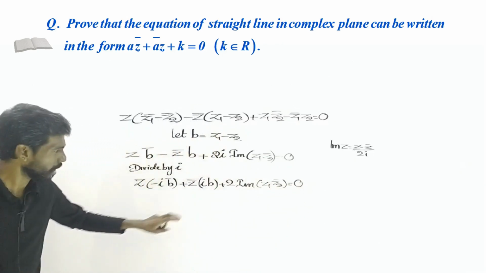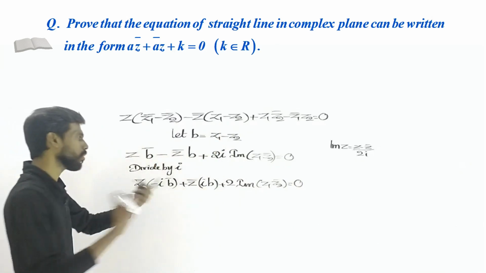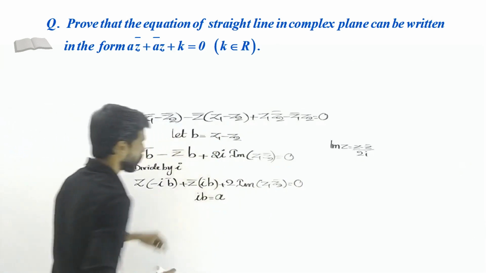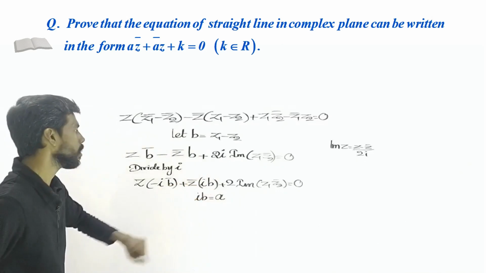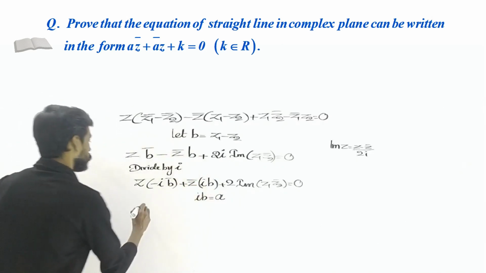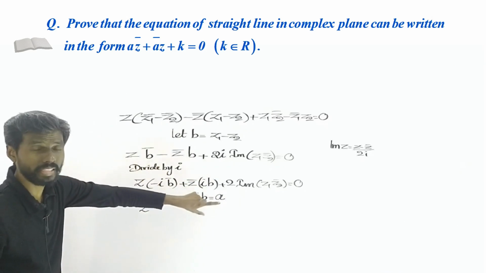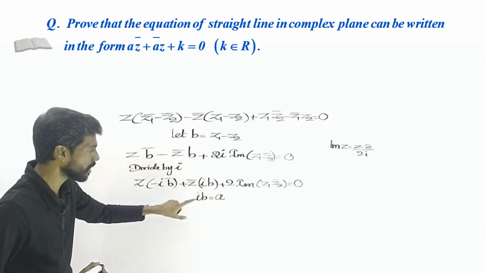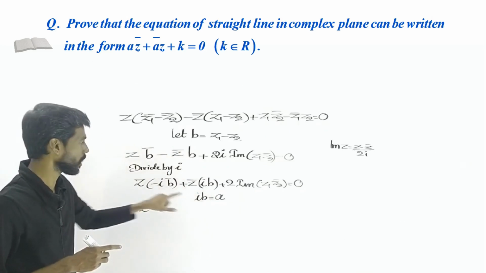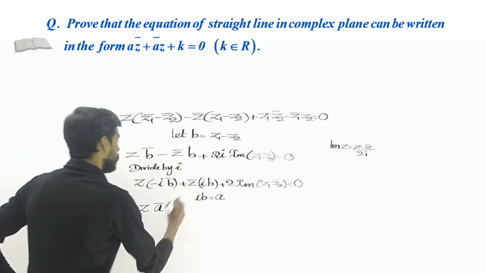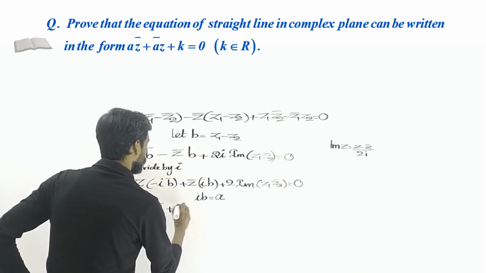Okay, now what do you do? Now this IB is taken as a new complex number, A. See, just to bring it to the given form, we are doing all this, right? So IB is taken as A. If IB is A, what is the conjugate of A? I conjugate is minus I, B conjugate is B bar. So that means Z A bar, okay, plus Z bar A.